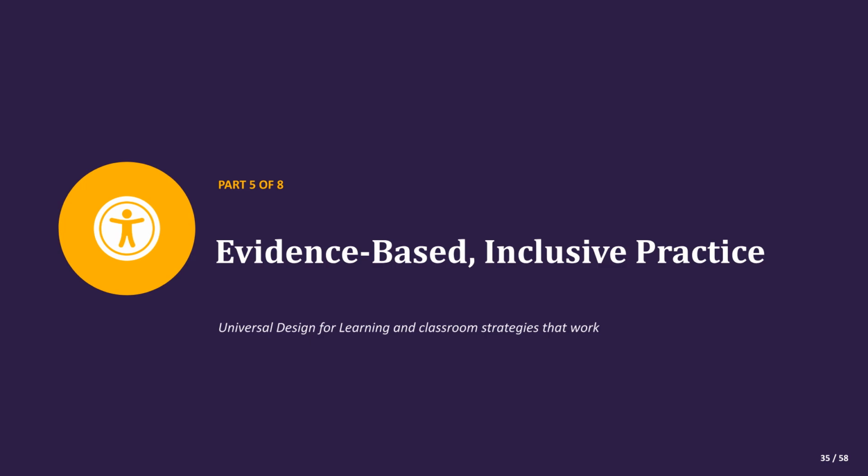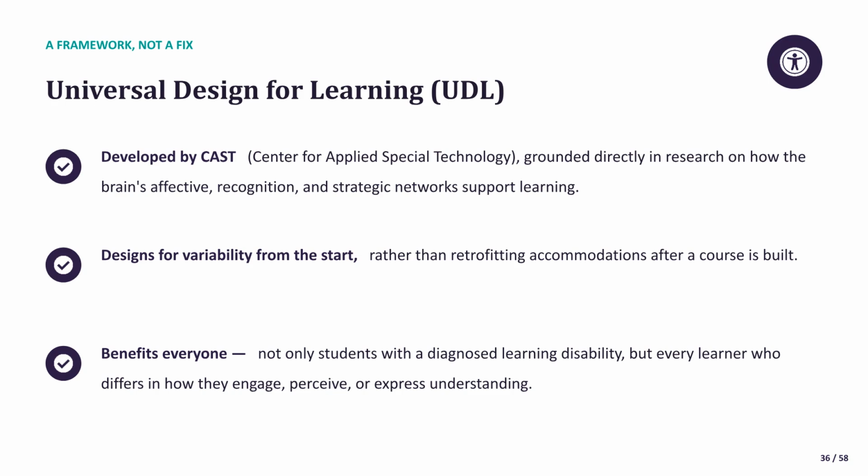In this section, we focus on evidence-based inclusive practices, specifically looking at universal design for learning and classroom strategies that actually work to support all students. Universal design for learning is a framework, not a quick fix. Developed by CAST, it is grounded in how different brain networks support learning. It designs for variability from the start and benefits all students, not just those with identified disabilities.